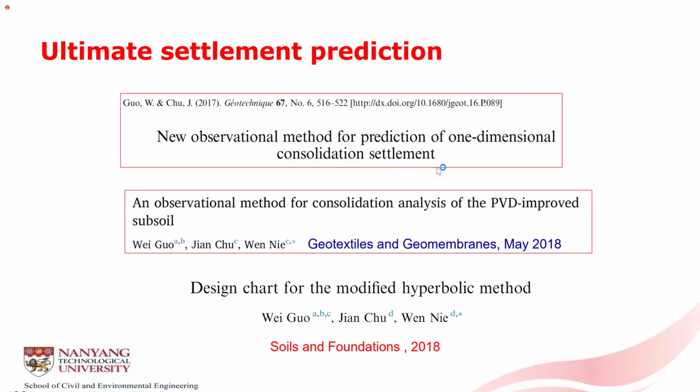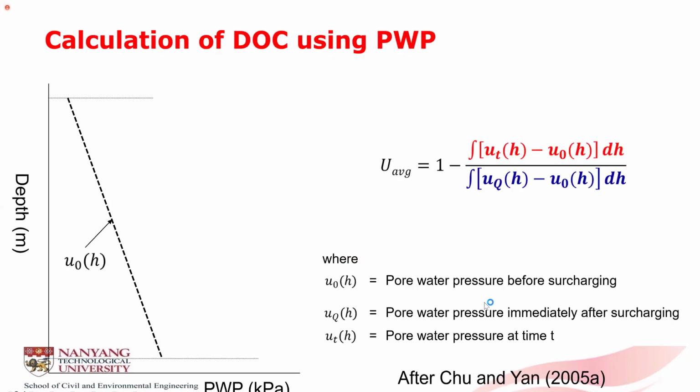I will not be able to explain the details of this method, but I can refer you to three of the recent publications, and here I give you the details for the so-called modified Asaoka method and modified hyperbolic method. So that's using settlement.